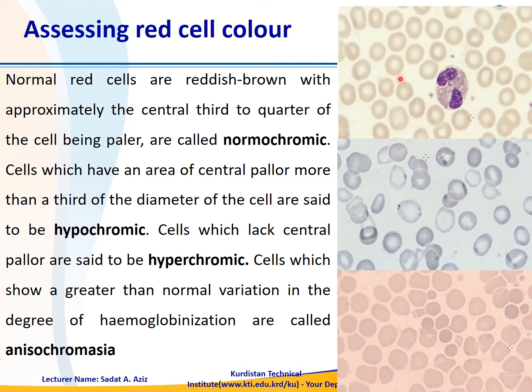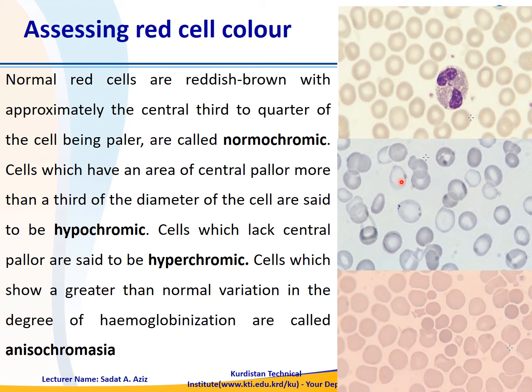So when you have such cells, they can be defined as normochromic. If you have a look at these cells, they have a nice pale center with a darker periphery, so they are normal. And sometimes when the cells have an area of central pallor more than a third of the diameter of the cell, they are said to be hypochromic. So hypochromic means the concentration of hemoglobin within the cell is lower compared to a normal cell.